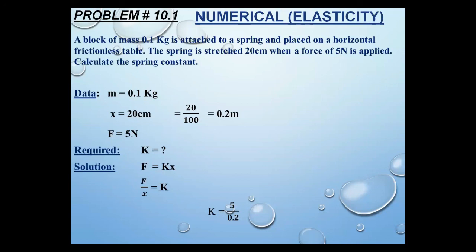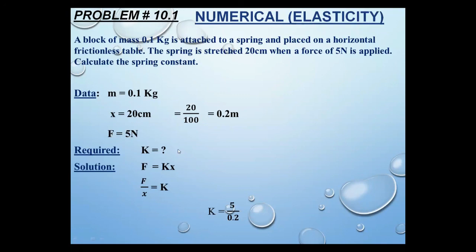So first of all, we will write the data for it. How many things are given in this numerical? First is the mass. The mass of the block is equal to 0.1 kilogram. And the change which is produced by applying a deforming force on it is 20 centimeters. First of all, we will convert this centimeter into meter, because the meter is the SI unit of length. So we will divide 20 by 100 and get the length in SI units, which is 0.2 meter, that we will use and apply in this formula. And the force that we apply on this specific elastic object is equal to 5 Newton. So what is required? The spring constant is actually required.